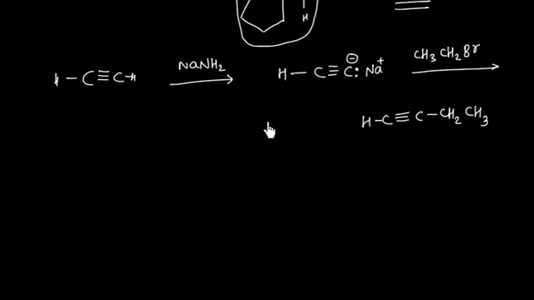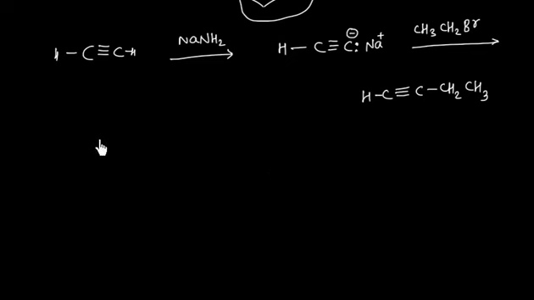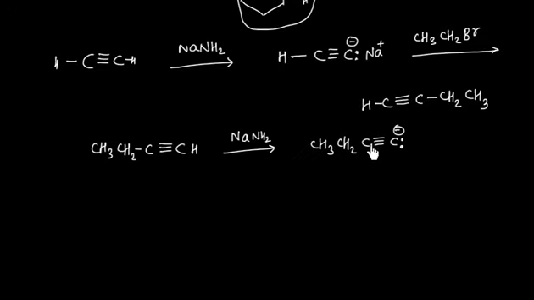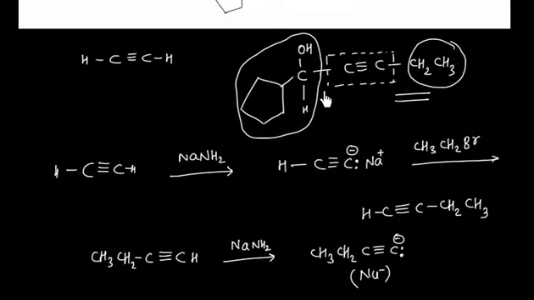So what we can do, we can make acetylide ion again. So let us say we have CH3CH2C triple bond CH. If I treat with NaNH2, we will again generate acetylide ion. Now this acetylide ion will act as a nucleophile. So we need corresponding carbonyl compound. So I can take carbonyl compound of this. So 5-membered ring.